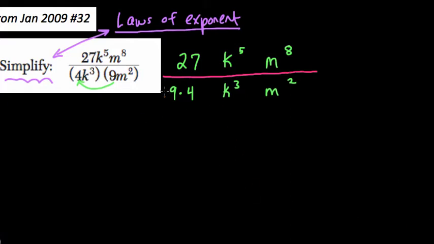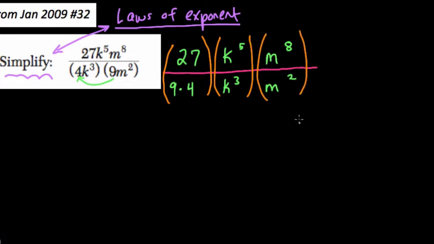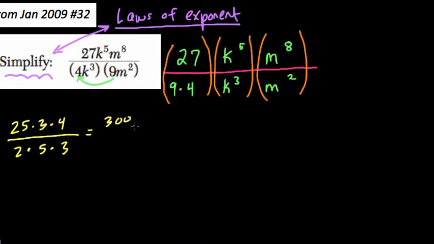If we think about the way that division and multiplication work, sooner or later, when we work these things out, we could, if we wanted to, just divide the numbers here, divide the powers of k, and divide the powers of m. Let me show you a quick example as to why that works. Let's say we have 25 times 3 times 4 over 2 times 5 times 3. And just bear with me here. In this different example, if I use PEMDAS, I get 75 times 4, which is 300, over 10 times 3. And that's right, 2 times 5 is 10 times 3 is 30. If I reduce this, 300 over 30 is equal to 10.